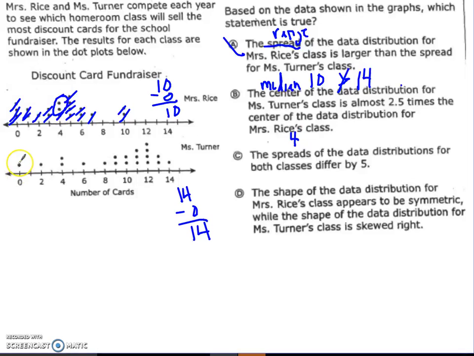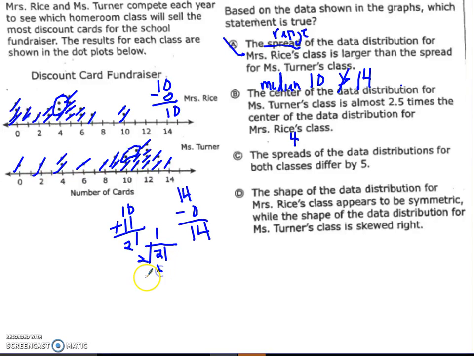And then for Miss Turner, 1, 2, 3, 4, 5, 6, 7, 8, 9. We have 2 in the middle, so we add them up. So 10 plus 11 will get me 21. 21 divided by 2 goes in there 10 times, decimal, 5 times. So we have 10.5.